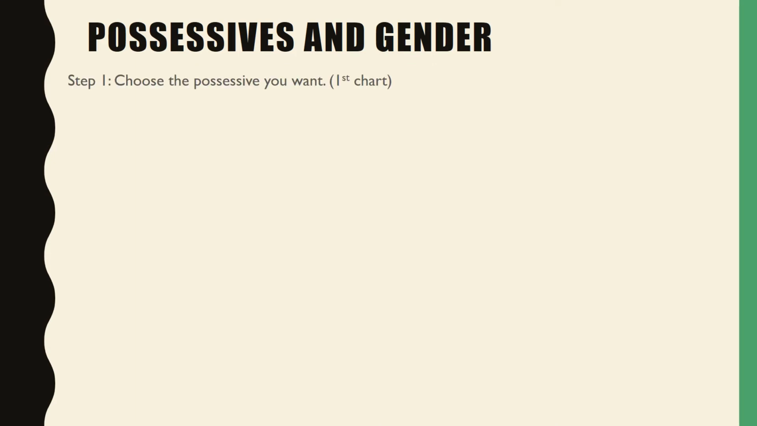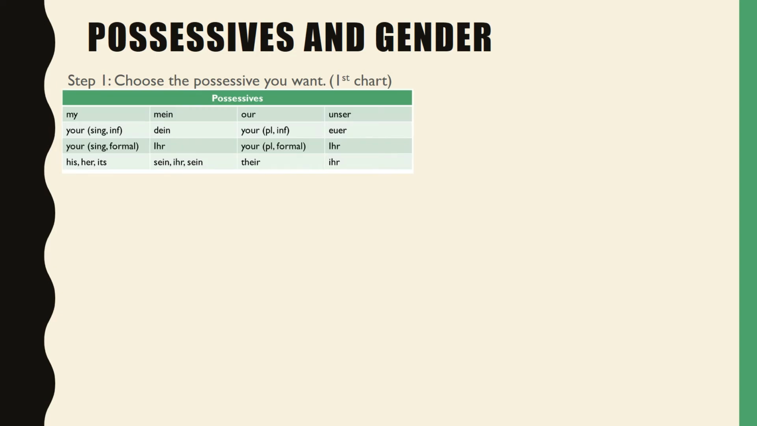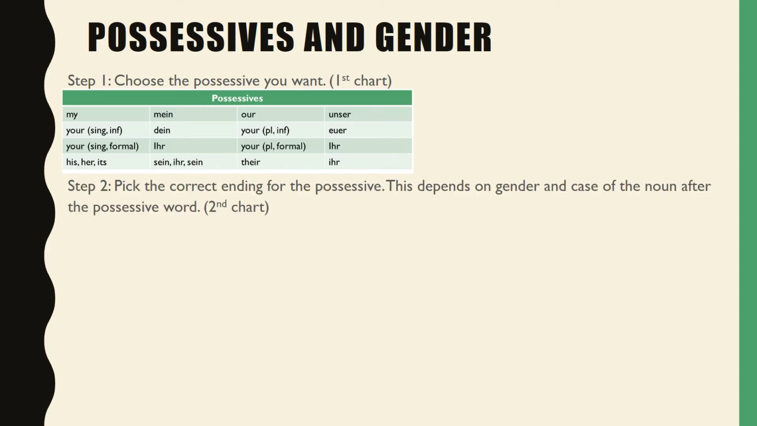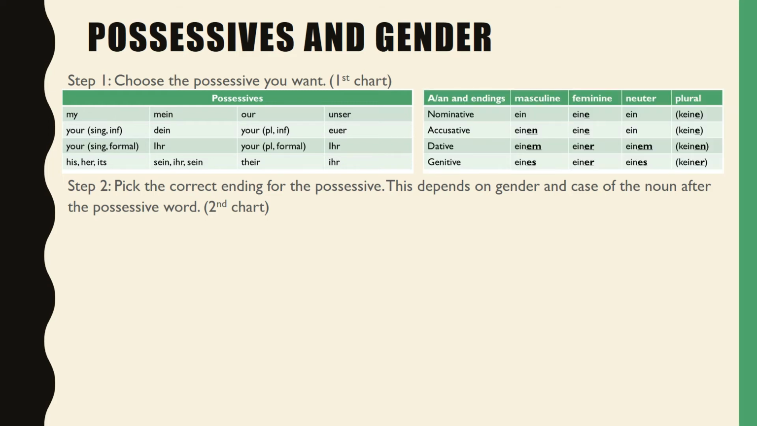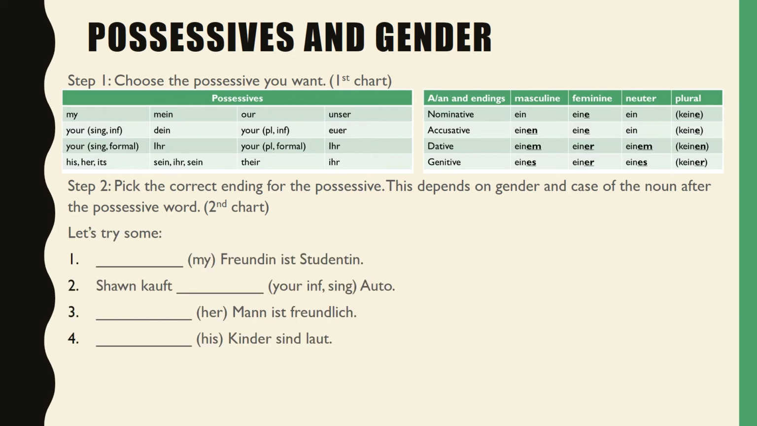Step 1 is to choose the possessive you want from the first chart. Step 2 is to pick the correct ending for the possessive. Remember, this depends on the gender and case of the noun after the possessive word, which comes from the second chart. Let's try some. If you want to try all of them on your own, pause the video now. Let's do the first one together.